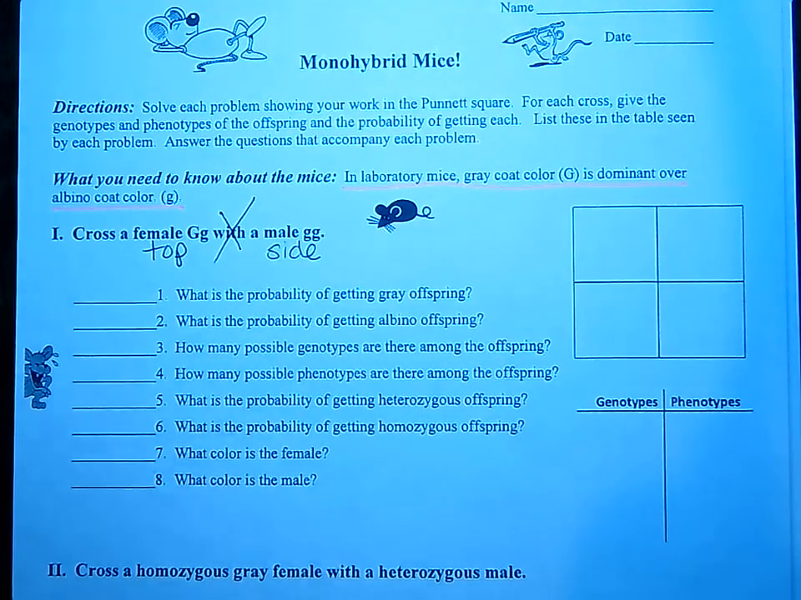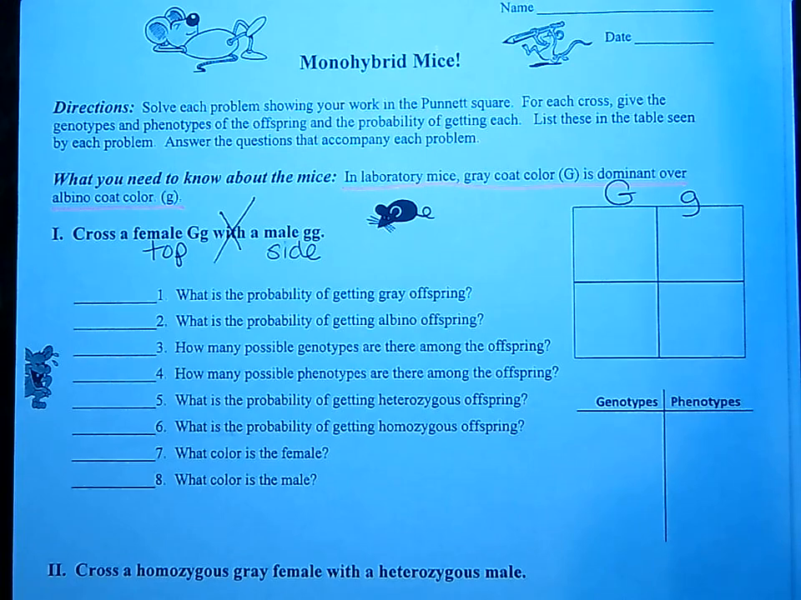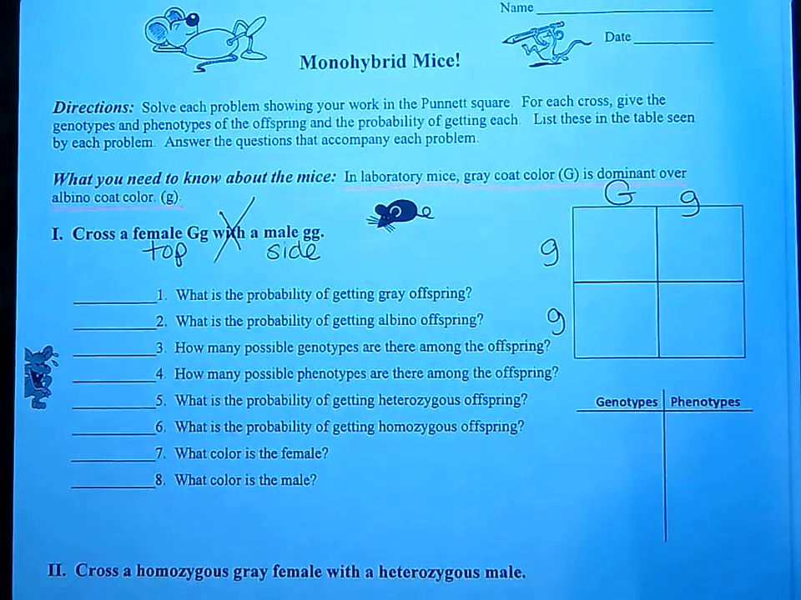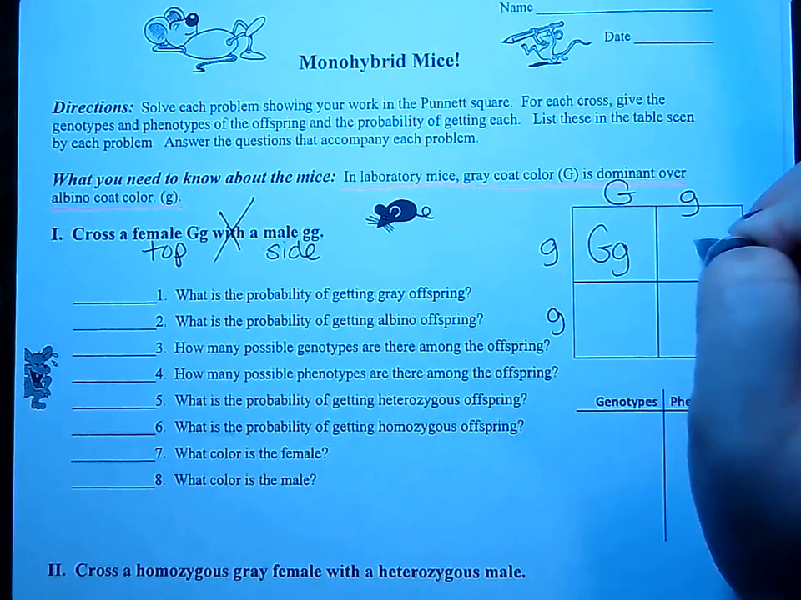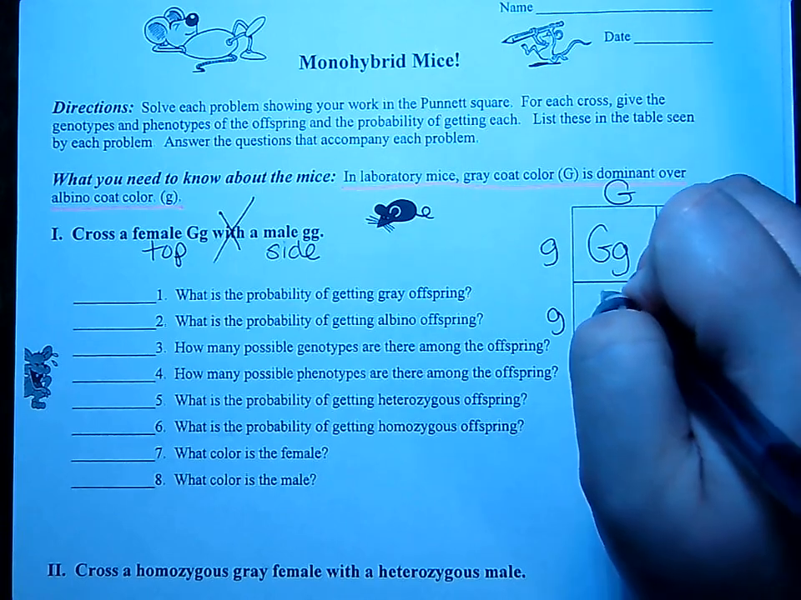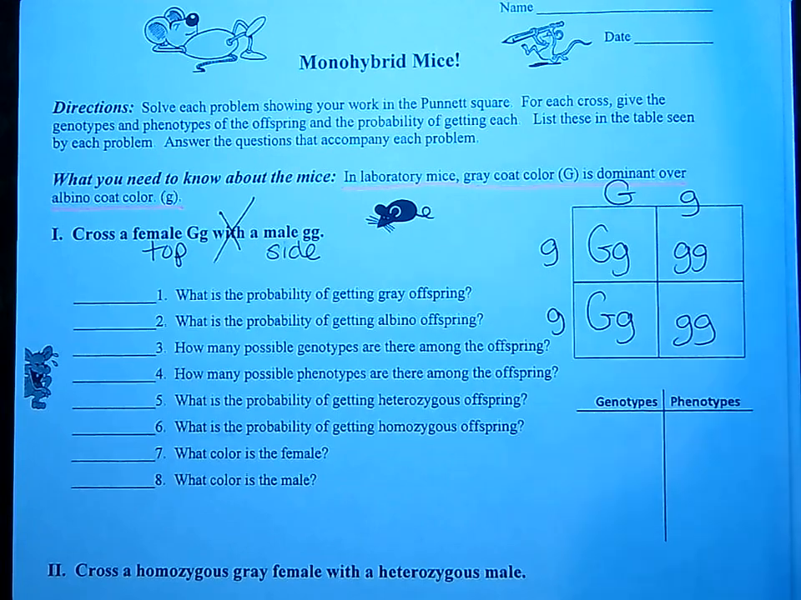So here we go. Big G, little g, little g, little g. Now we do our matching. Big G little g, little g little g, big G little g, little g little g.